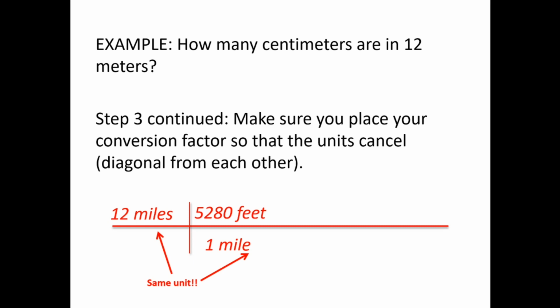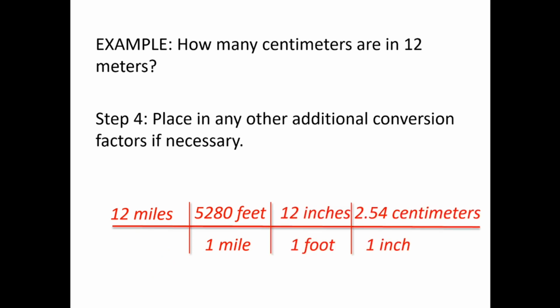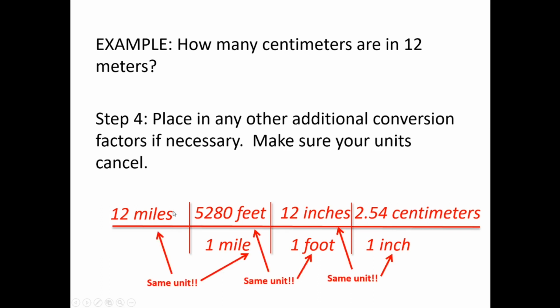The next thing is I want to lay out any other conversion factor that I may need. So that's step 4. Place in any other additional conversion factors if necessary. So going from feet to inches, I can do that. 1 foot is equal to 12 inches. And then I also know the conversion factor between inches and centimeters. So in 1 inch, there are 2.54 centimeters. And just making sure that all the units cancel out.